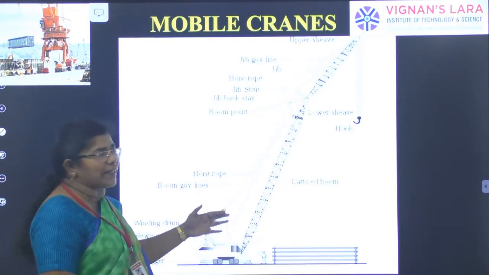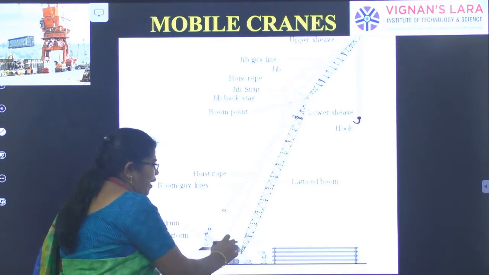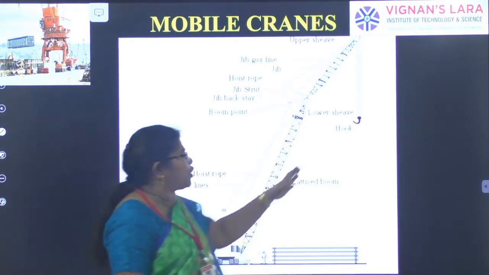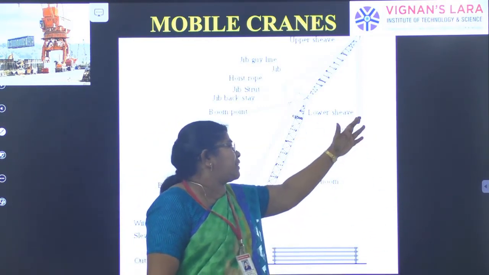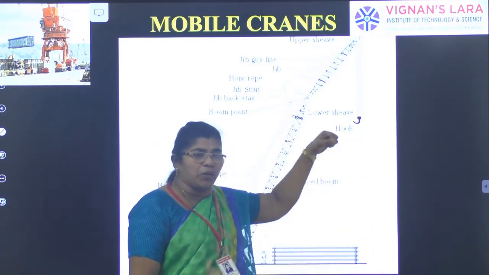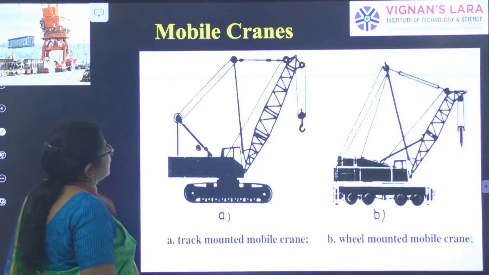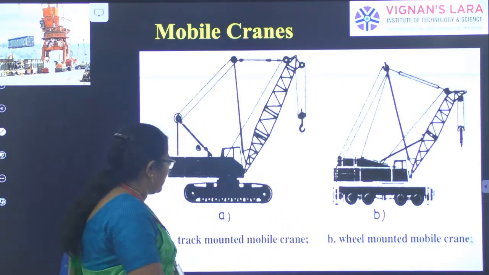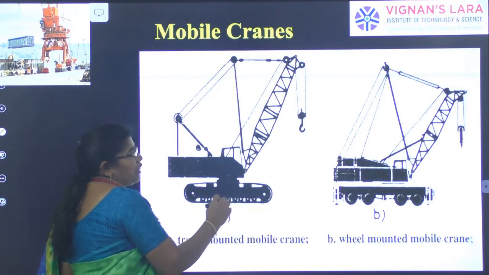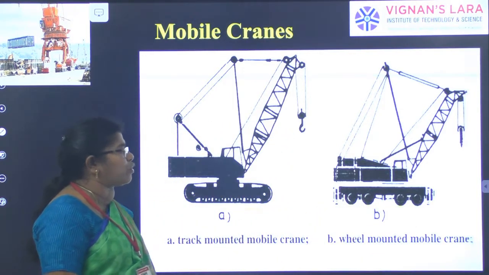So this is a mobile crane. Already we have seen about this. I told you it should have enough weight so that it will compensate and not allow the crane to topple when the hook is taking that much weight. A mobile crane is of two types. One is the crawler, and this is the wheel mounted crane.